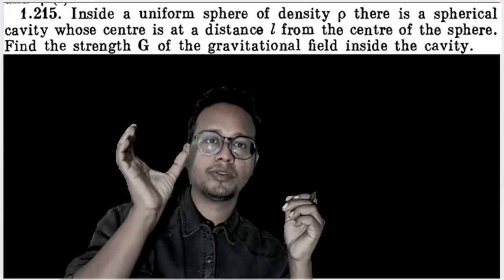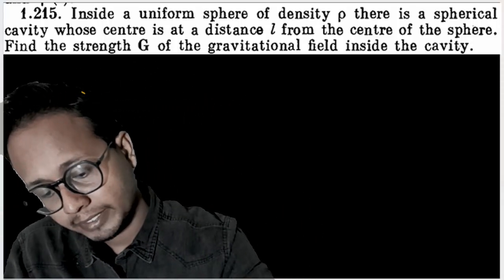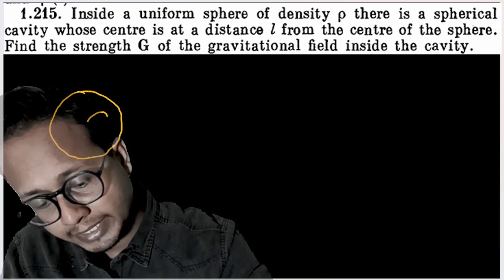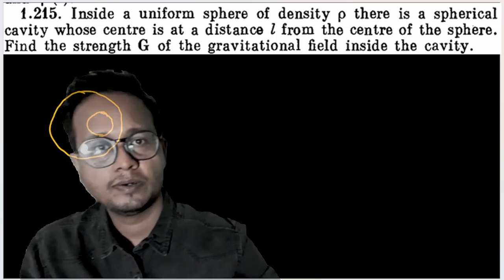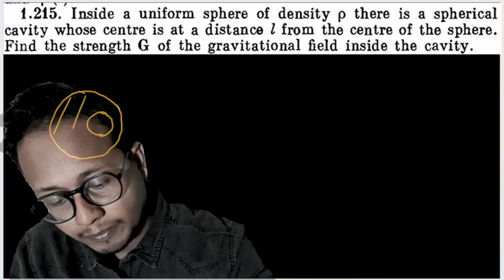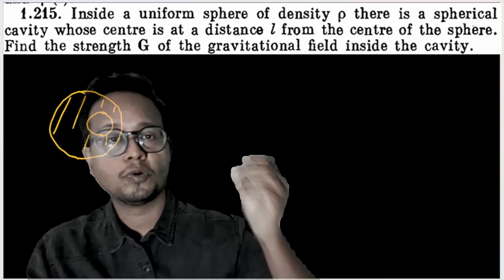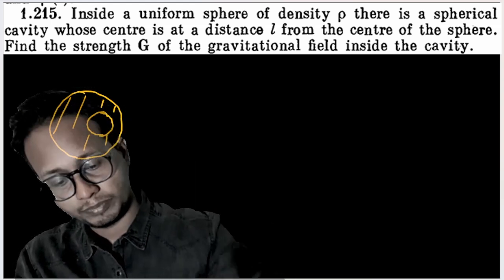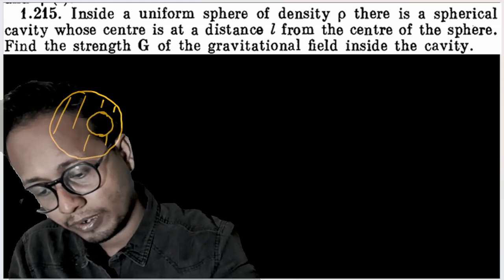So in this question, out here there is a planet, a spherical planet. Inside this planet there is a cavity. Cavity means nothing but hollow space. That means all the masses are out there, there is no mass in the hollow space. We have to find out the gravitational field inside the hollow space.